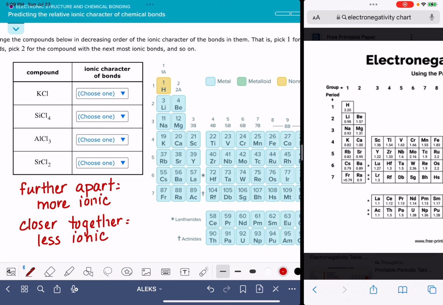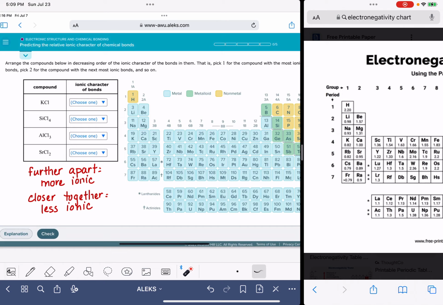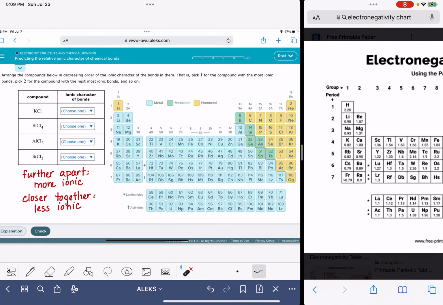So for a lot of these problems that I looked at, I was able to solve the problem just by looking at the elements' relative locations on the periodic table. Didn't need to consult a table of electronegativities. So that should be the first thing that you try.